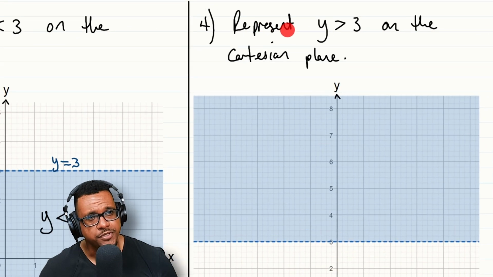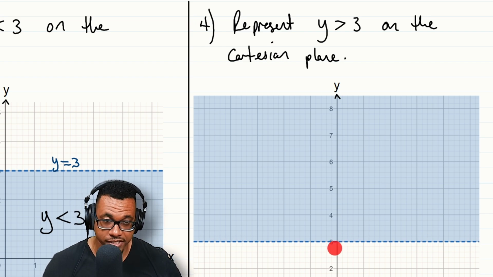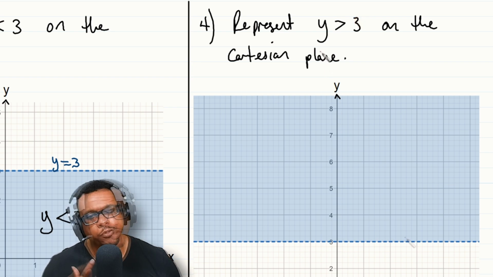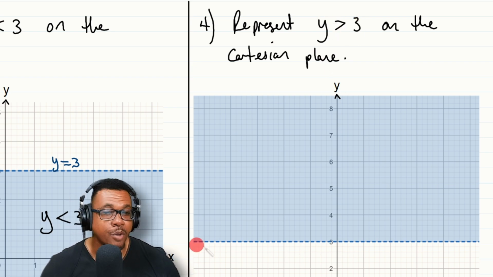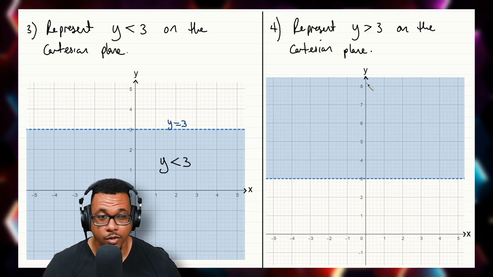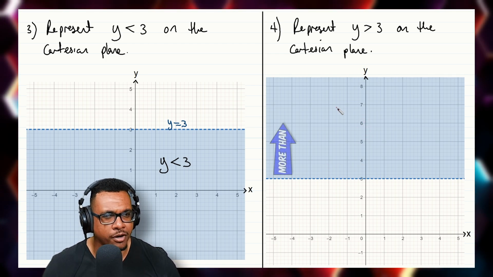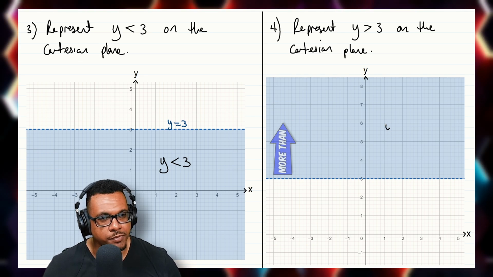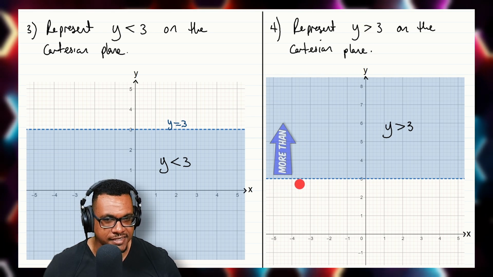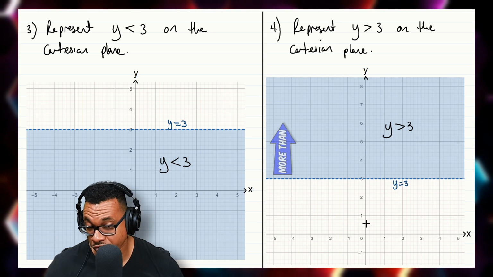Now if we come across here, we have to represent y is greater than 3 on the Cartesian plane. So again, we draw a horizontal line passing through 3 on the y-axis. And because it's just y is greater than 3, it's a dotted line. If it was y is greater than or equal to 3, the boundary line would have been a solid line. Greater than 3 on the y-axis would be above 3, like 4, 5, 6. Those numbers are greater than 3. And that's why we shade above the line. So this region would be y is greater than 3. And because it's just greater than 3, the line is dotted. So our boundary line would still be y is equal to 3.